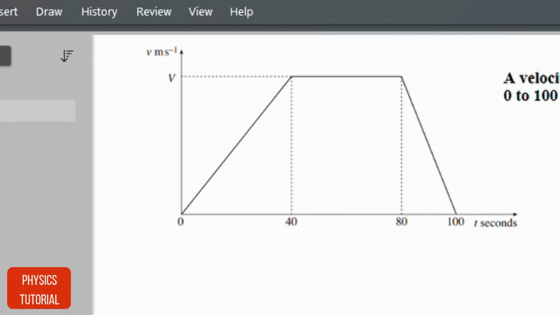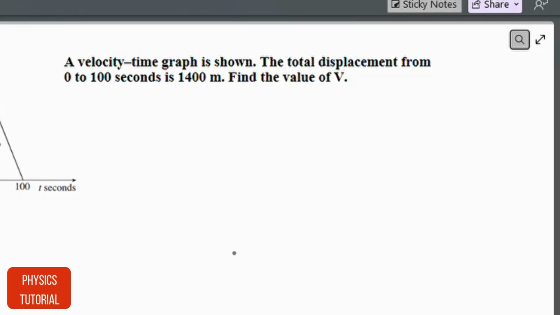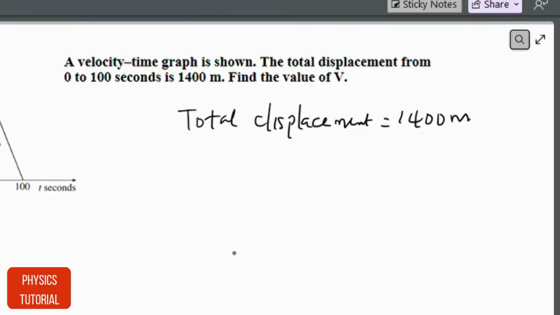So we split this graph into shapes. The first one is a triangle, which is the start. Second is a rectangle, and the third is a triangle. So let's begin. Remember that the total displacement is equal to 1400 meters. So it means that the area of the graph is 1400.